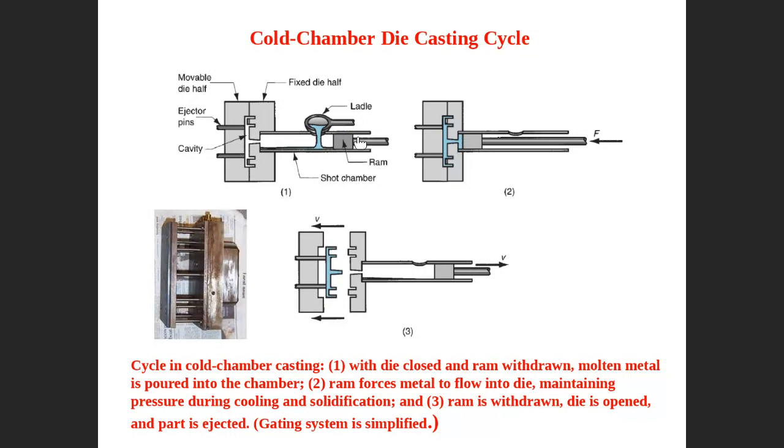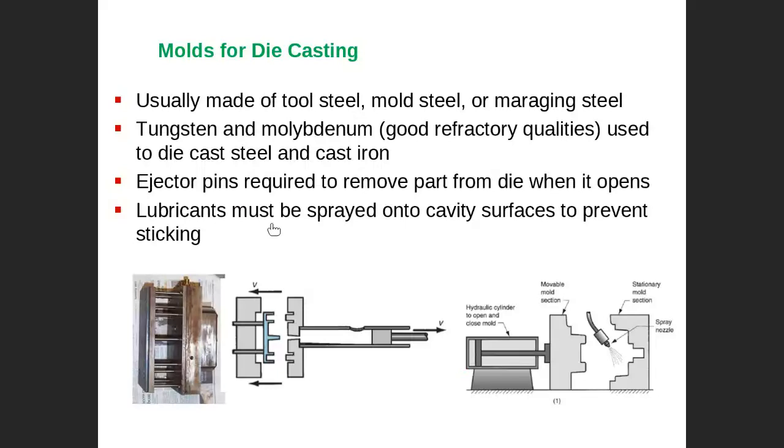Cold chamber, here is the process. As you can see, there's a cold chamber. You put the liquid inside, you push the liquid to fill the cavity, and then you open it and take the part out. This is what we call the ejector pin. The ejector pin here is very important, needed to push the part out, so the part can be easily removed from the chamber, right?